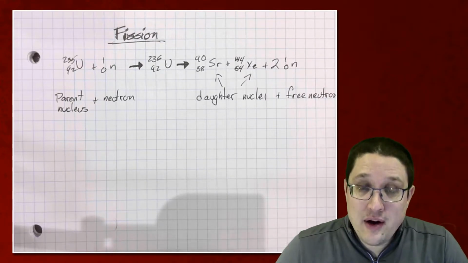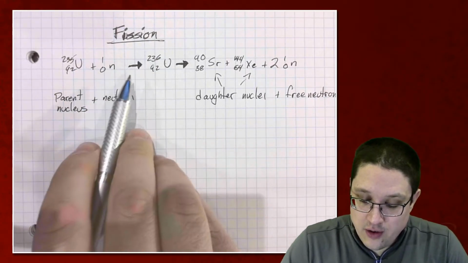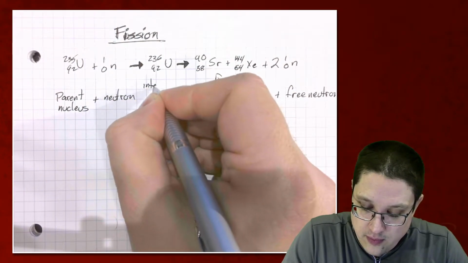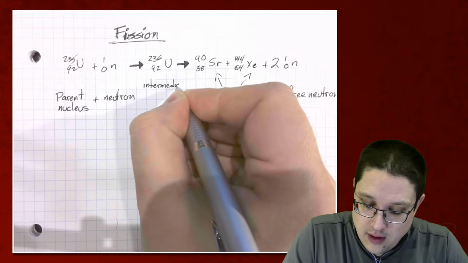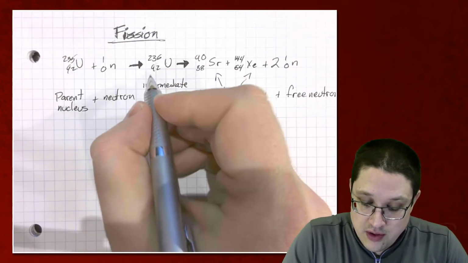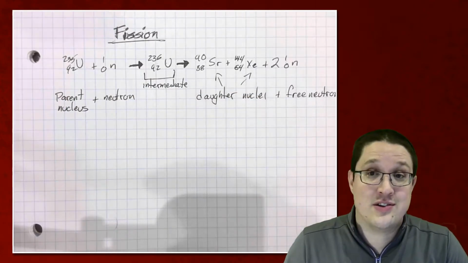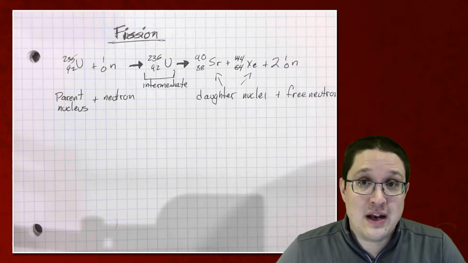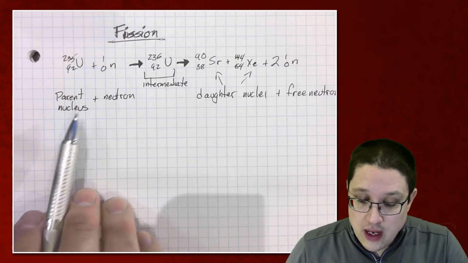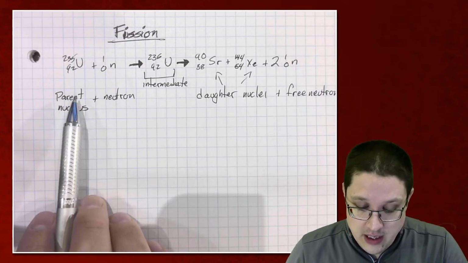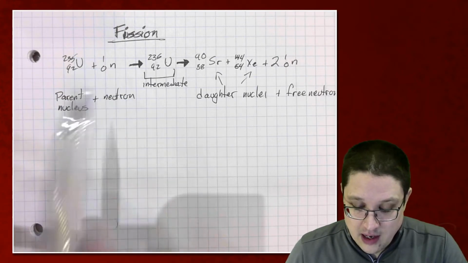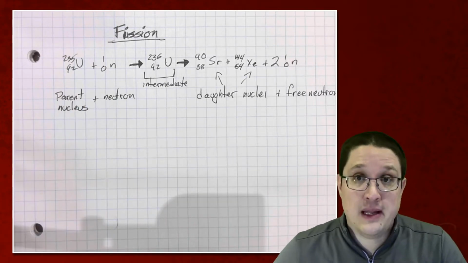Now, this step here where the neutron is absorbed is an intermediate step and is not often drawn, but this is what's happening. So this intermediate step here is not always shown in these reactions, but it is happening behind the scenes, if you will. So in this case, we've got a uranium-235 nucleus that encounters a neutron and then splits.